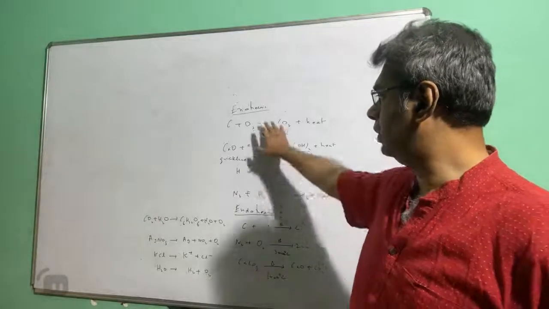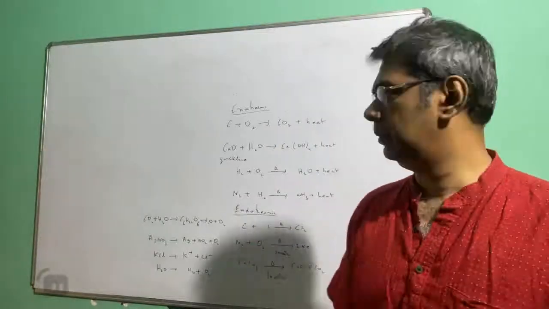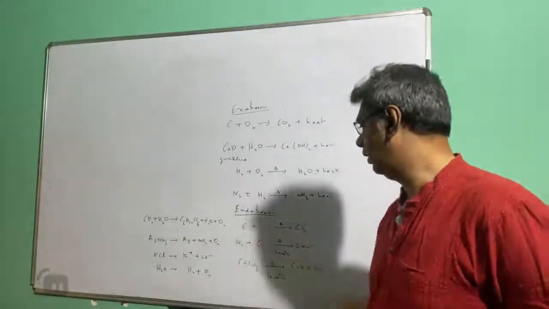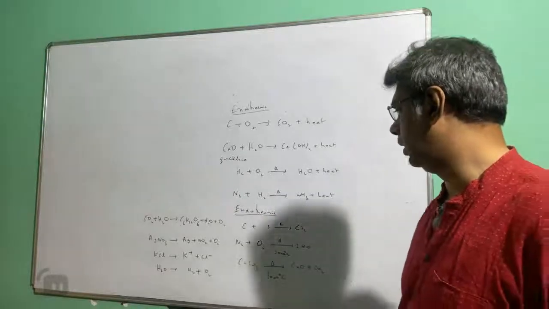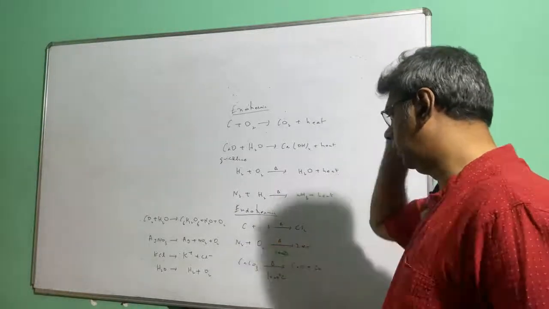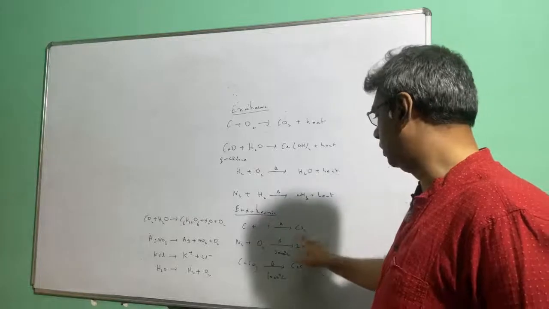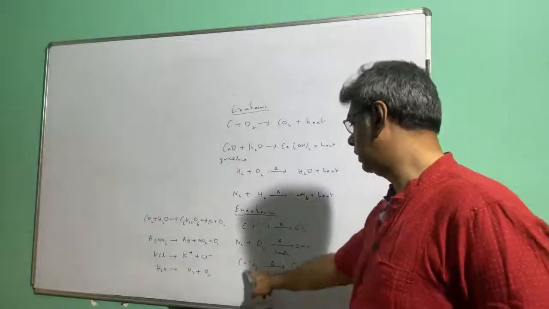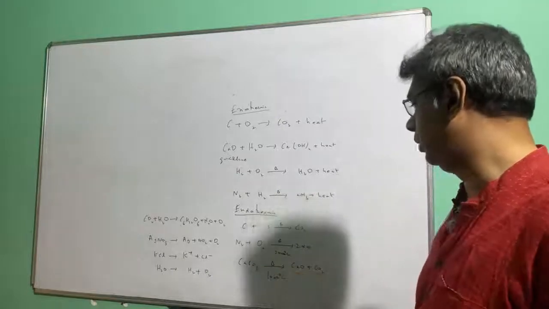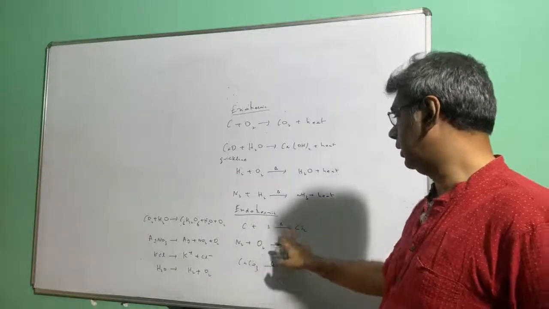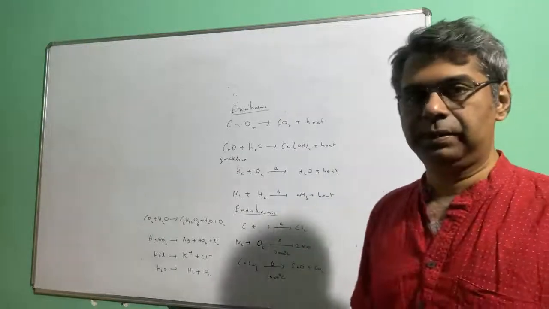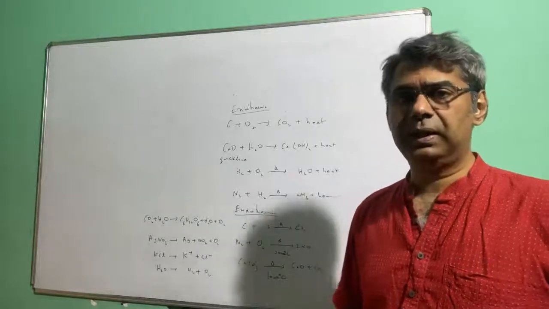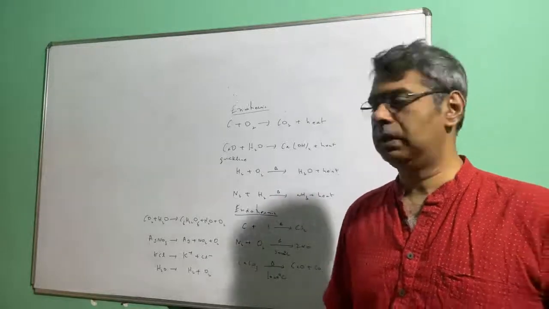What you will have to do is balance all of them. And then we have endothermic. So in endothermic, what is happening? Like carbon plus sulfur gives CS2, N2 plus O2 gives 2NO, CaCO3 gives CaO plus CO2. In these reactions, you have to supply heat. You have to supply heat in order to make the reaction happen.